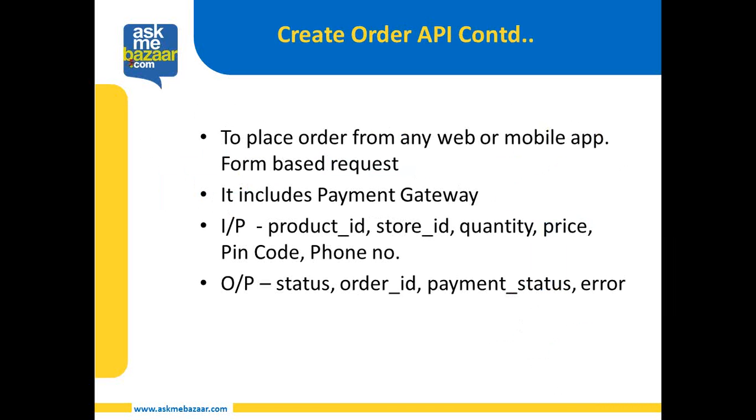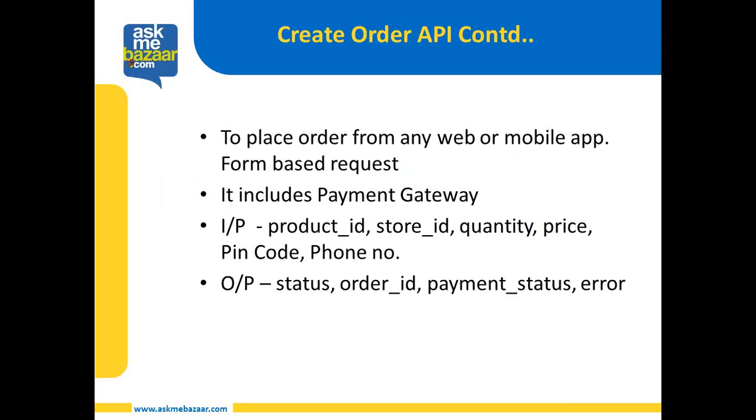Again, to give an overview, this API is used to place an order from web or mobile application, but this is a form based request. So you will have to use the action URL there to send us the form based request. It includes payment gateway, and the input parameters you will have to send to us are product ID, store ID, quantity, price, pin code, and phone number.